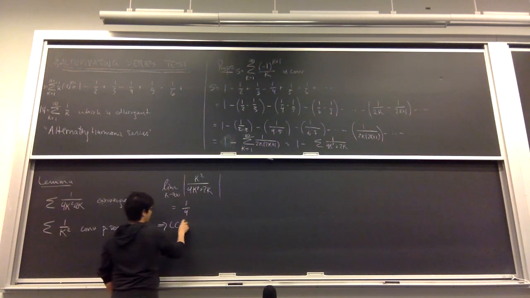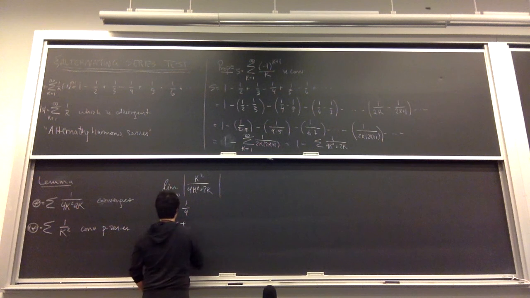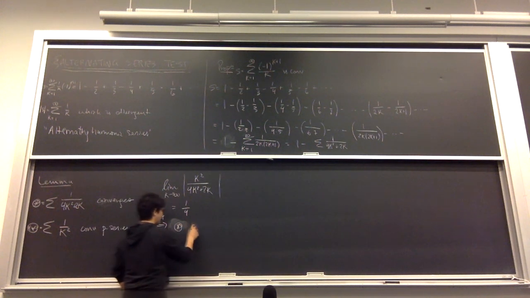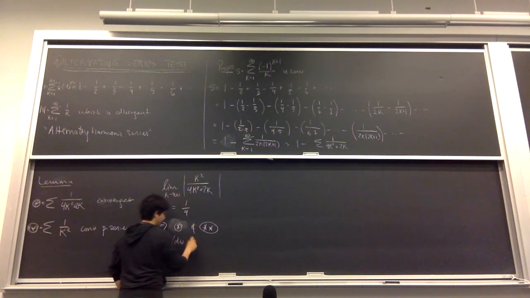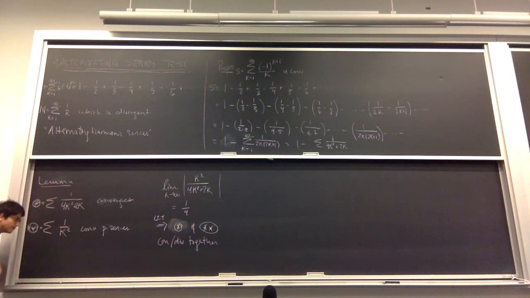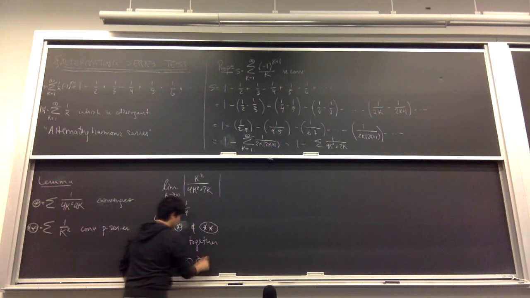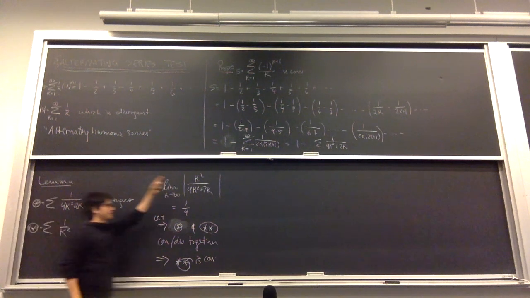Which means by the limit comparison test, this sum and this sum, right? So this implies by the limit comparison test that this and this converge or diverge together. And since they converge or diverge together, and this is convergent, then this is convergent. So we have that 2 is convergent. Okay, so I've proven my lemma that this is convergent. But what does that mean about this?